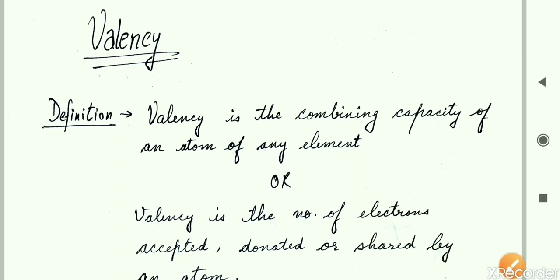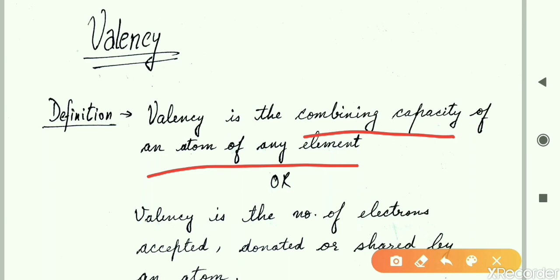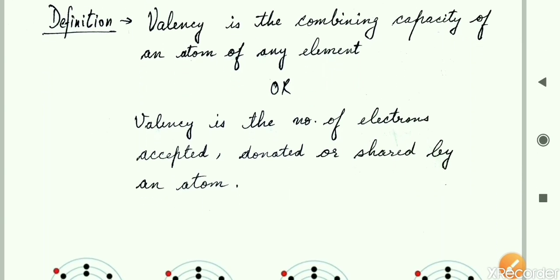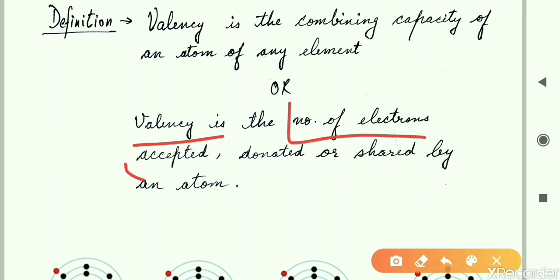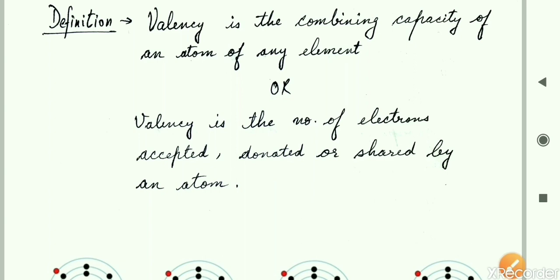Having learned about the orbits or shells, we shall move further towards the next topic called valency. In simple terms, or in plain language, we can write that valency is the combining capacity of an atom. It is the simple definition. To make it more clear, we can further elaborate this definition: valency is the number of electrons accepted, donated, or shared by an atom. Whatever number of electrons are accepted, donated, or shared by any atom becomes its valency.